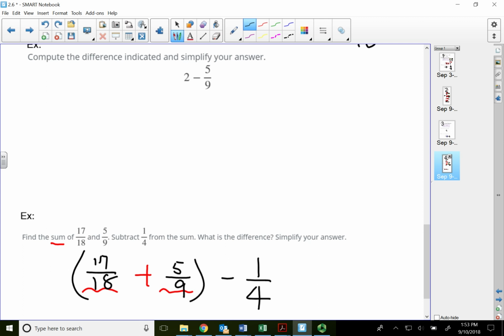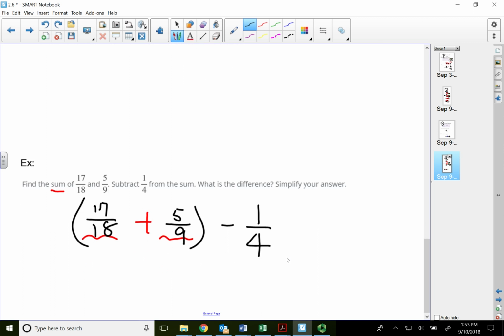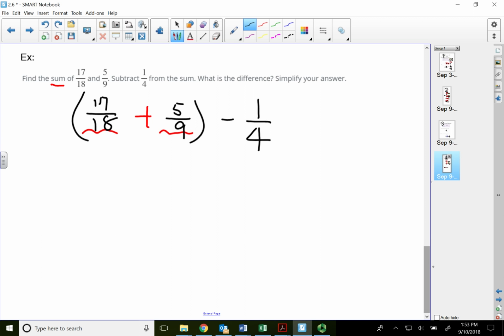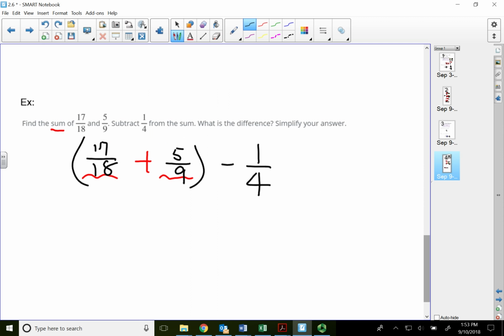Subtract from means 1/4 where the subtraction sign is in front of the 1/4. Subtract from the sum, so that means the sum has to be in front of the 1/4. What is the difference? So this problem simply wants me to add up my two fractions to find the sum before we subtract 1/4. All right, so my LCD between 18 and 9 has to be 18.